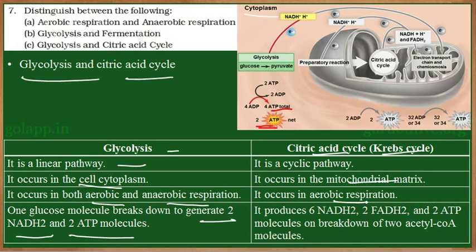During the Krebs cycle, the pyruvate which enters into the mitochondria will be completely broken down into carbon dioxide and water. During this process, 6 NADH2, 2 FADH2 and 2 ATP molecules are formed, releasing 2 acetyl coenzyme A. And since it is cyclic in manner, the process keeps repeating. So these are the differences between aerobic respiration and anaerobic respiration, glycolysis and fermentation, glycolysis and citric acid cycle.